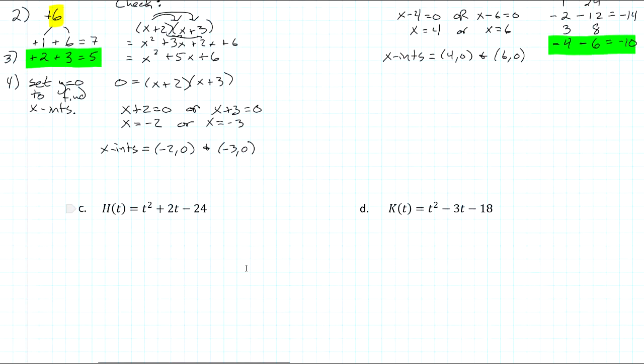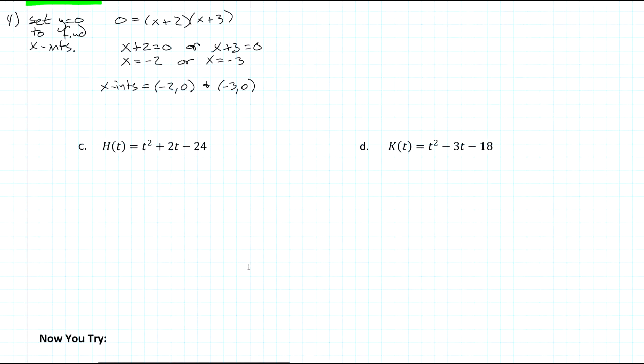For part C, we have capital H of t equals t squared plus 2t minus 24. We'll look at factoring this. So we'll write equals, parentheses, times parentheses. We know a t can go in the first positions of each parentheses. I'll then take the negative 24 and look for its factor pairs, 1 and 24, 2 and 12, 3 and 8, 4 and 6. We want these to multiply to be negative 24, but add to be a positive 2.